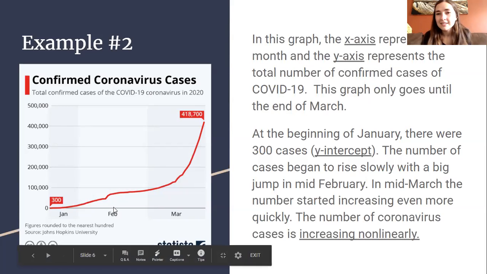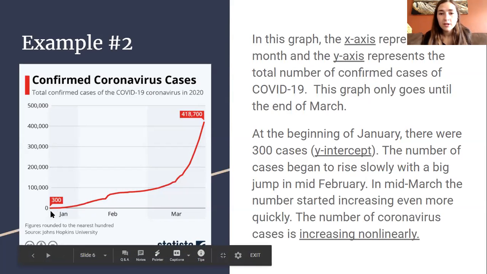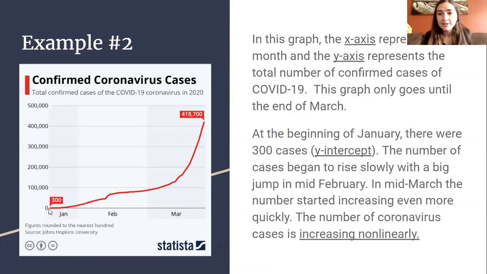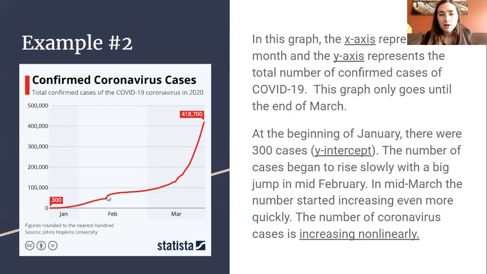As you can see, the x-axis is the months, and the y-axis is the total confirmed cases. Right at the beginning of January, we're looking at 300 cases. So that's our y-intercept. As time goes on, as we move to the right following January, oh look, mid-February, there's a little bit of a spike. It goes up pretty steeply right there. I don't really know what happened there, but then it's a slow increase in the number of cases.